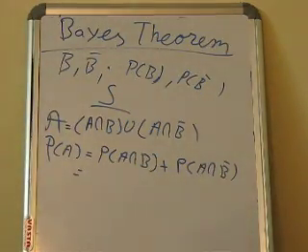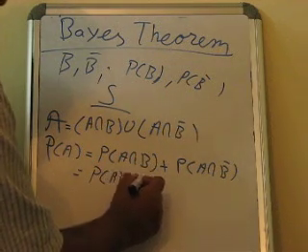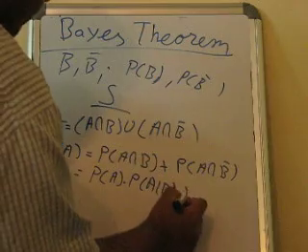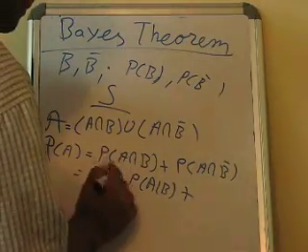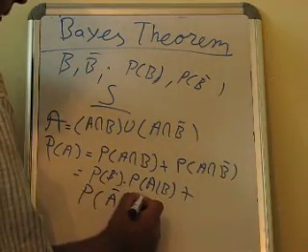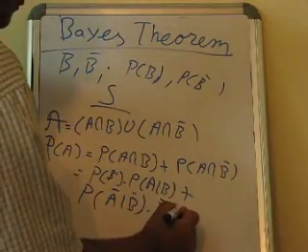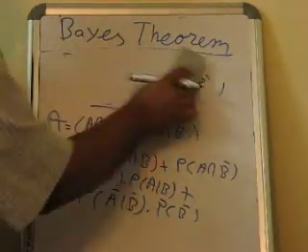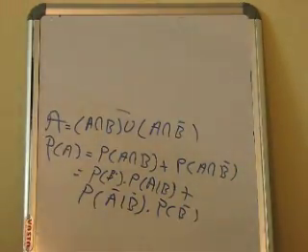Now, using the multiplication rule, what we will get is A intersection B is P(A|B) P(B), plus P(A|B bar) P(B bar). This is how you take the probability of A.